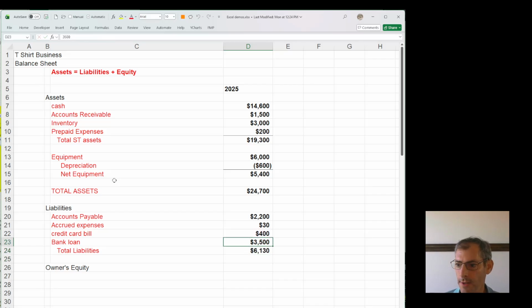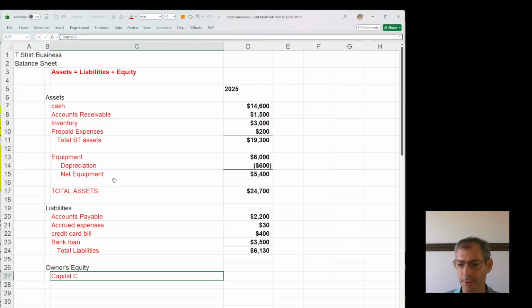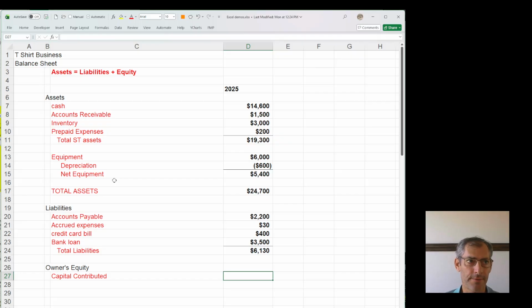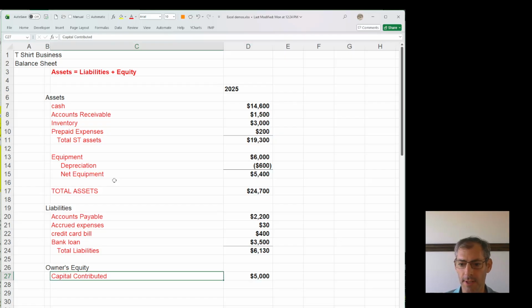All right. So now we look back at the business. The business has $24,000 worth of value, but it also owes a total of $6,130 for random different liabilities that we talked about. Now, the owner's equity is the last piece. And as you remember in the example earlier, this is going to be the capital contributed from investors. And in this case, there's the $5,000 that the owner originally contributed into the business.